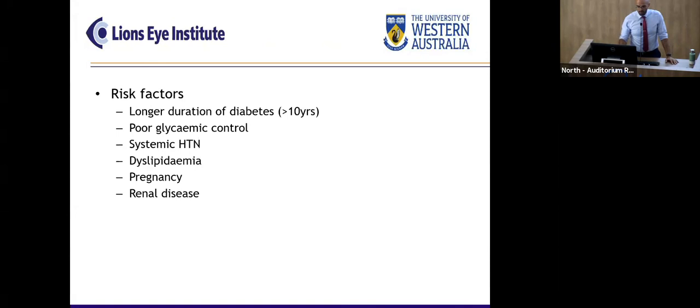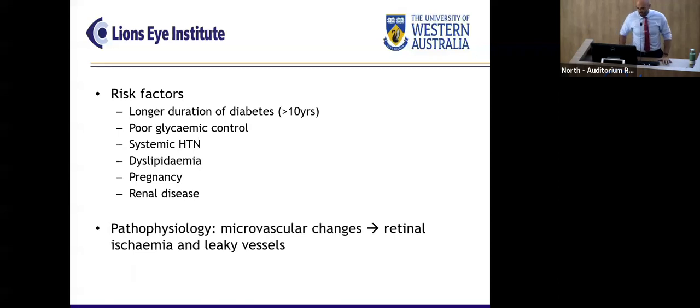Other risk factors: hypertension, lipids, pregnancy and renal disease. You can develop diabetes during pregnancy, obviously, and if someone's already diabetic, their eye disease can advance quite quickly. So if you have a known diabetic who becomes pregnant, they need to have their eyes checked through their pregnancy.